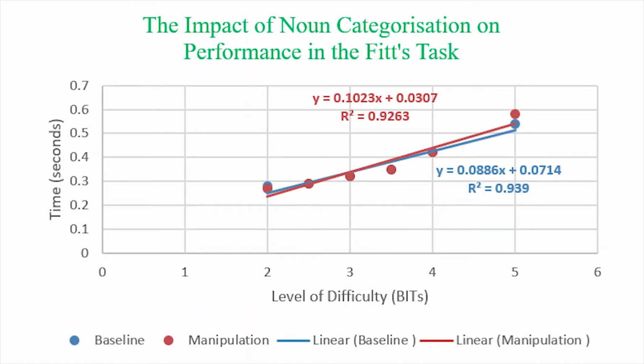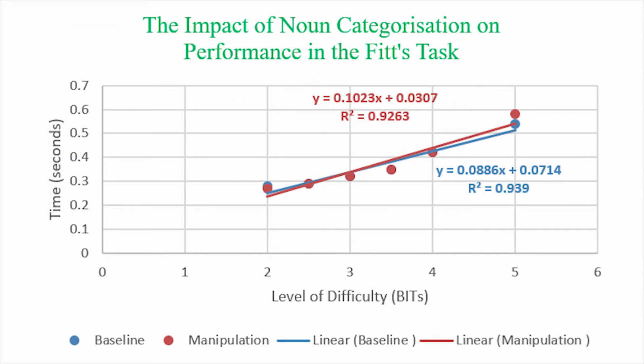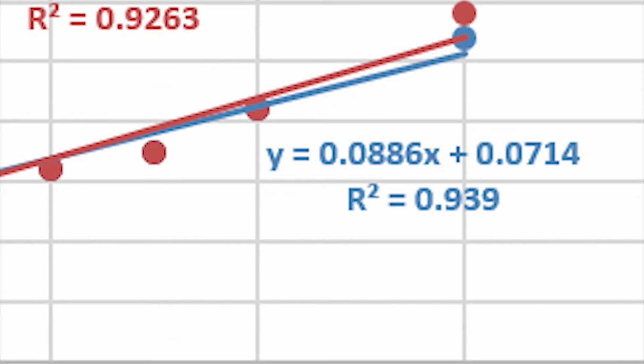The results from participant 4 revealed a baseline slope of 0.0886 with an intercept of 0.0714. The R-squared value indicates that 94% of the variance in the data can be explained by the linear regression. The results from the baseline condition illustrated how participant 4 could potentially process 10.48 bits of information per second, which was the greatest effect compared to the other 3 participants.